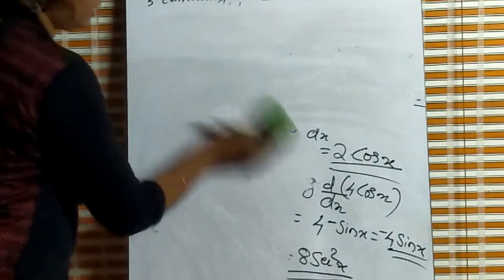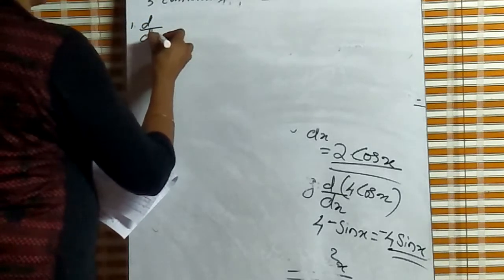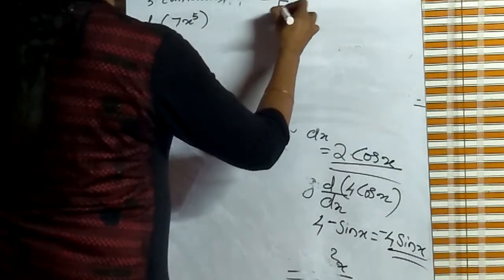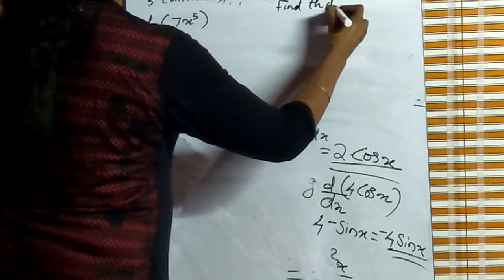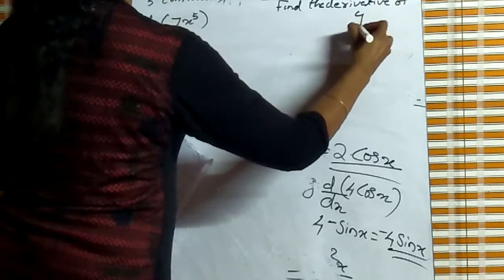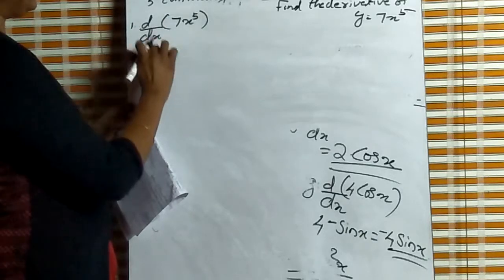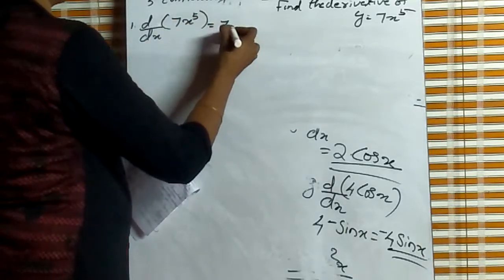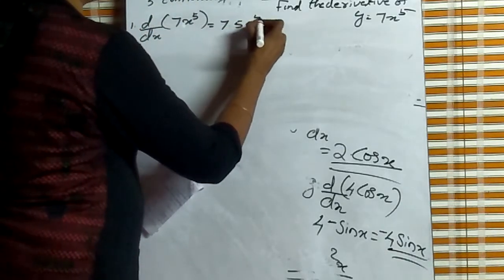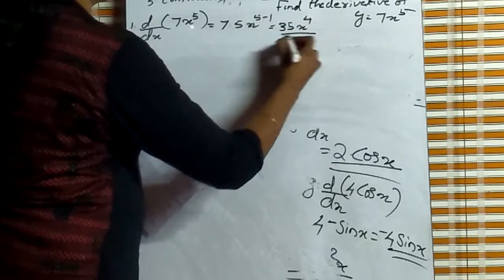Now listen, question 1. Find d by dx of 7x raised to 5, or find the derivative of y is equal to 7x raised to 5. d by dx of 7x raised to 5 is equal to 7 into n x raised to n minus 1, 5 x raised to 5 minus 1, equals 7 into 5, 35 x raised to 4.